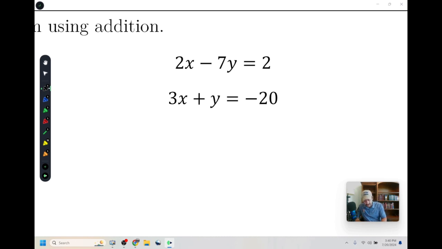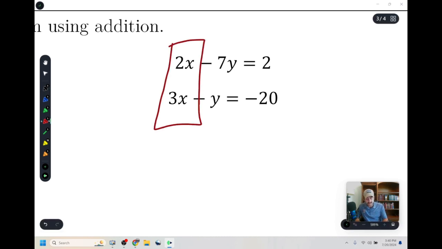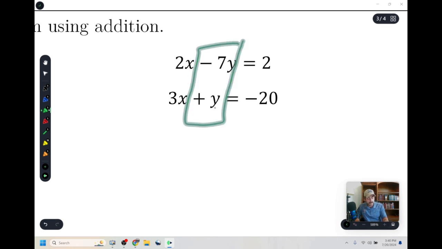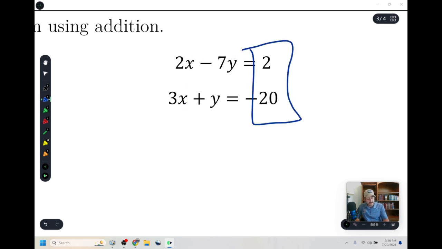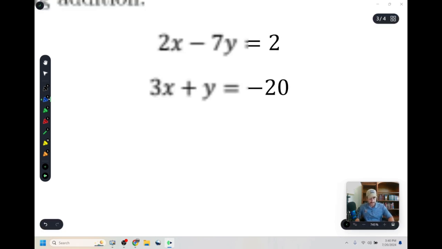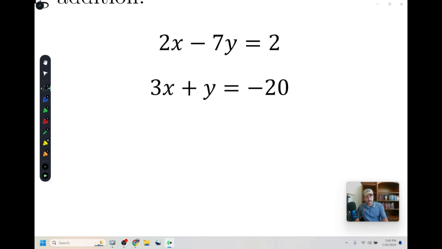So the first thing we're going to do is make sure they're written over each other. See how that's the x column, kind of? See how that's the y column, kind of? And then on the other side, we put the constant column. It's like general form of an equation. As long as they're in the right column, then we're going to look and say which two would be easier to match. Which one would be easier to get the exact same coefficient?